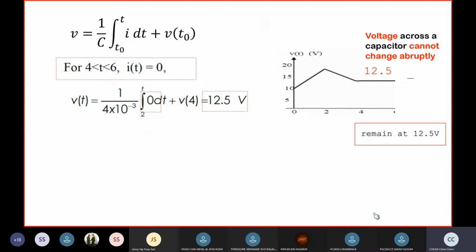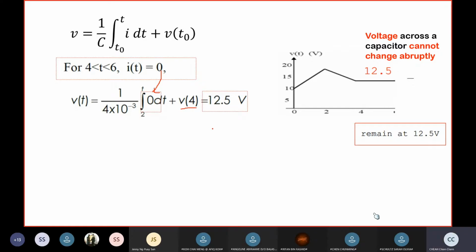If not, you can still integrate, but integrating 0 gives 0, right? Integration is the area under the curve. No area, 0. So you remain at 12.5. Which means that I first charge it up and then I let it discharge. Then there's nothing. I do not do anything, neither charging nor discharging. So you remain at 12.5, right?